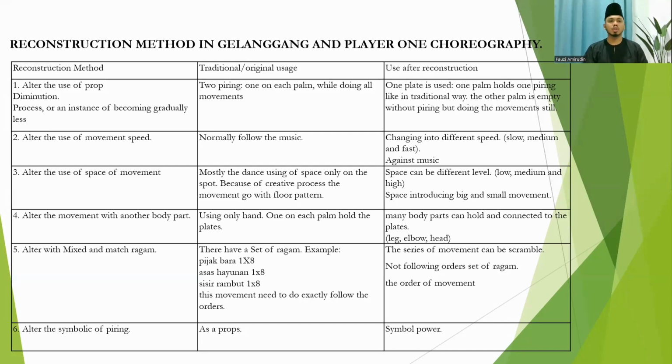First is to alter the use of props using diminution, the process or an instance of becoming gradually less. The intentional original usage is using 2 piring, 1 on each palm, while doing all movement. After reconstruction, 1 plate is used. 1 palm holds 1 piring in the intentional way. The other palm is empty, without piring, but still doing the movement.